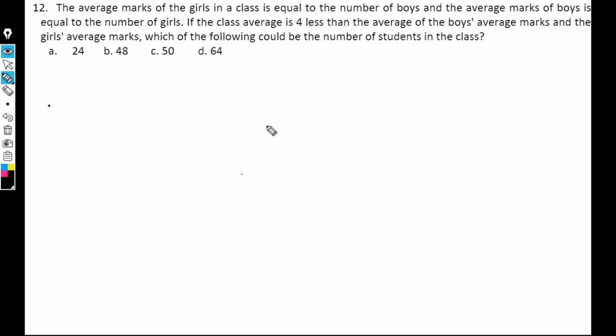So, in this case, it says the average marks of the girls in a class is equal to the number of boys. So, let's assume the number of boys is B and the number of girls is G. So the average marks of girls is B and the average marks of boys is G. So here I can say that the total marks of all the boys is B into G and the total marks of all the girls is B into G. Is this part clear, everyone?